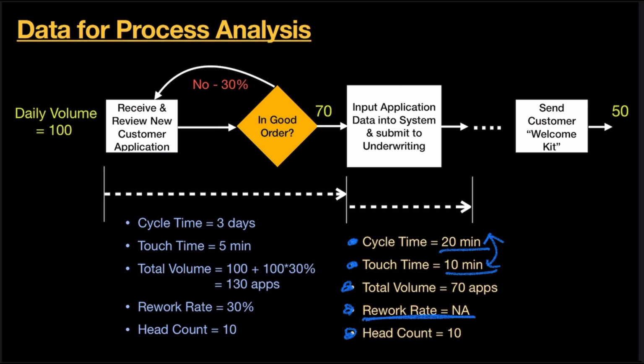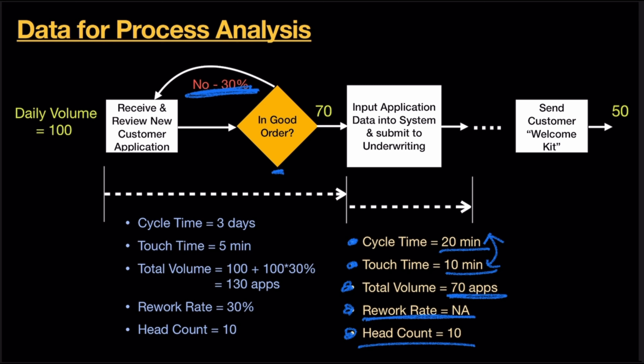So that difference between touch time and cycle time is considered negligible and could be driven purely because of system-related constraints. The total volume, again, 70, not 100, because remember, I pulled out 30% of my applications at this point in the process, so only 70 of them made it through, and ultimately I've got a head count of 10 for the same step again.